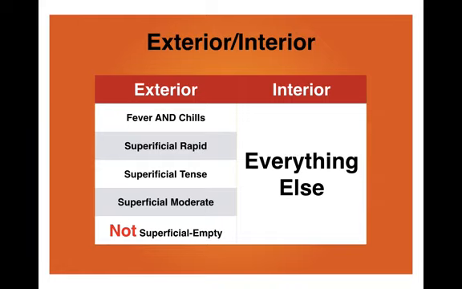Now, the other part of this is interior, right? And interior is going to be all the other symptoms. So if you have a case study and you don't see fever and chills and you don't have that superficial pulse, you can basically look down at the answers. And if 3 of the answers have wind cold, wind heat in them, you can immediately cross those out because this is not an exterior invasion, right? So everything else is going to be interior.